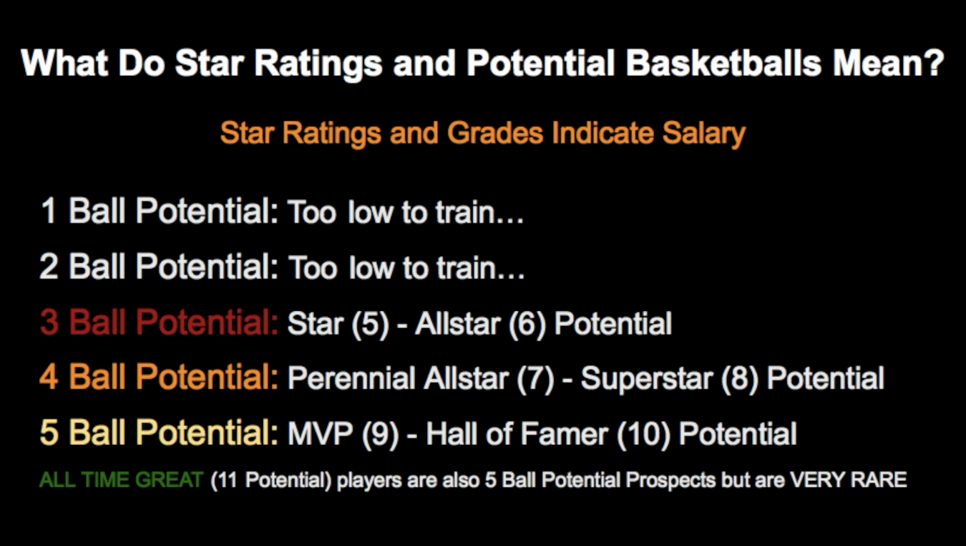These 5-ball potential prospects can have 9 to 11 potential, so MVP to all-time great. And then just know that 11 potential or all-time great potential players are incredibly rare. So don't expect to ever draft one. If you do, you are in like the 0.001%. But 9 and 10 potential players is what 5-ball primarily equates to. And then these players have the potential to be national team caliber players and to be trained to a point where they can perform in even the toughest leagues in BuzzerBeater.